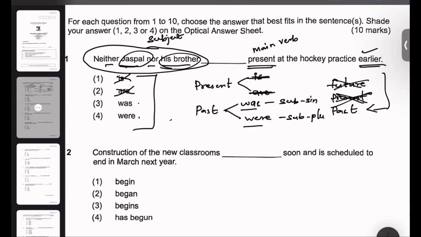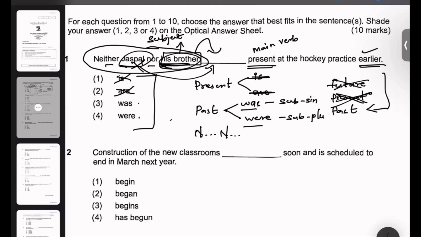To identify if his brother is to be considered as the subject or if Jasper is to be considered as the subject, we first need to understand the rule of neither nor in subject verb agreement. So whenever you have neither nor used in subject verb agreement, the subject that comes closer to the verb has to be considered as the main subject. Now, Jasper is not coming closer to the verb. No. His brother is coming closer to the verb, and so this is considered to be the subject.